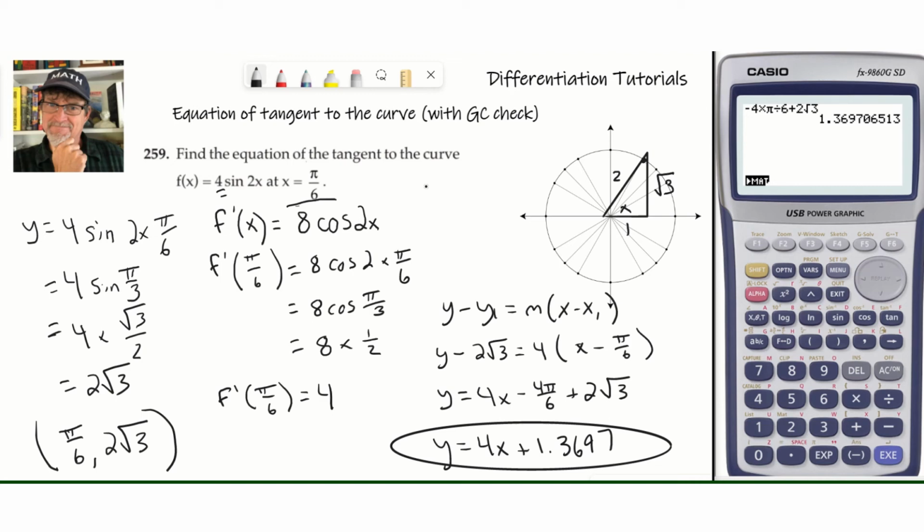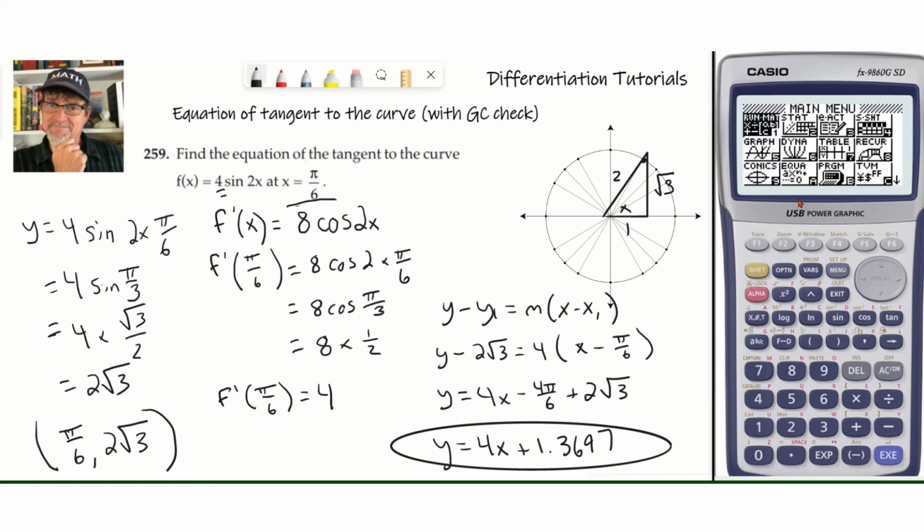Now, if you'd like, you can check that on the graphics calculator. I'm going to show you how to do that right now. What we've got to do is go to the graphing menu. So hit menu, scroll down to graph, enter, and then type in your original function, which is 4 times the sine of 2x. Enter that. And then let's have a look.